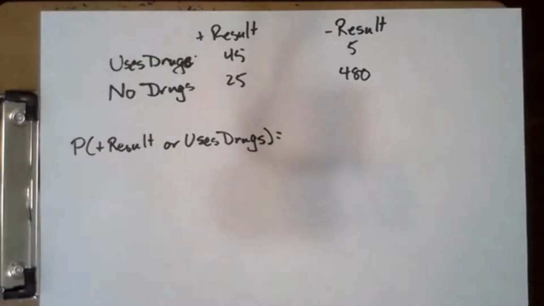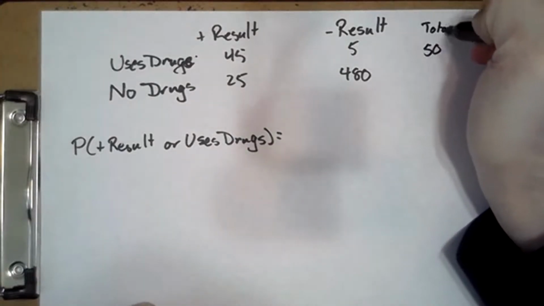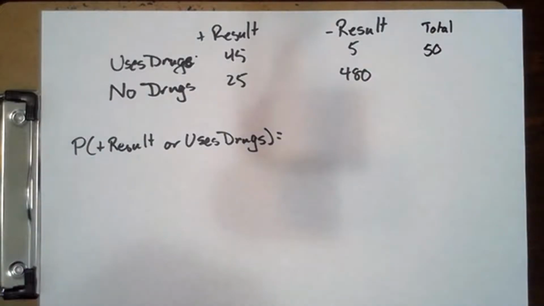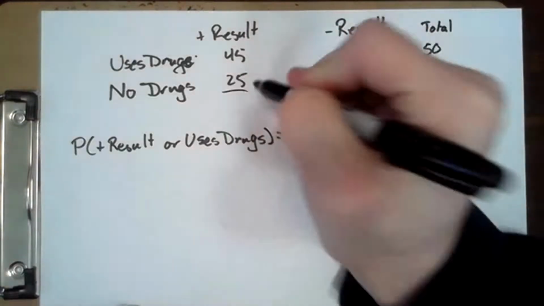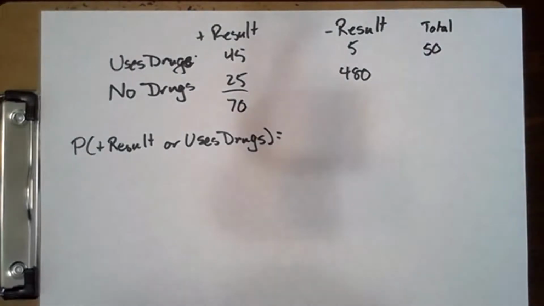So I have copied that table over here. We have 45 people who use drugs and have a positive test result. 5 use drugs and have a negative test result, for a total of 50. 25 do not use drugs and have a positive result, for a total of 70 who have a positive result.